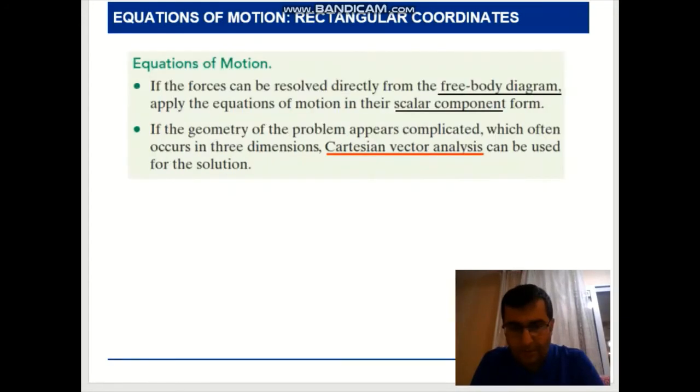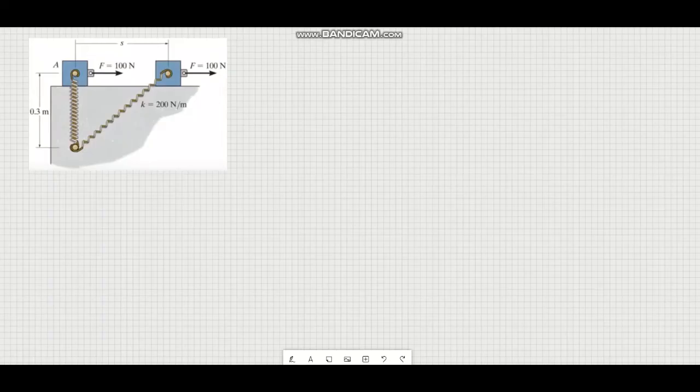Let's give an example. Okay, let's first try to understand the question, and then we will solve it. So we have one block. This block is being pulled by a 100 Newton force on the right side. The spring has a length of 0.3 meter and is pulled from the right side, and then the spring is stretched.